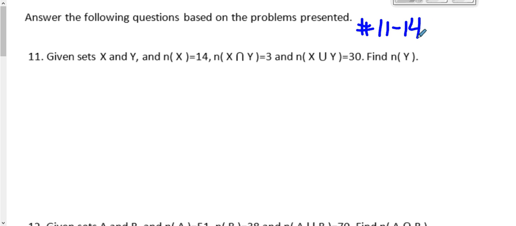For the first one, the problem says: given sets x and y, the number in x is 14, the number in x intersection y is 3, and the number in x union y is 30, find the number in y.